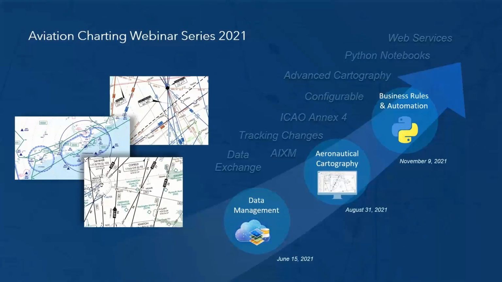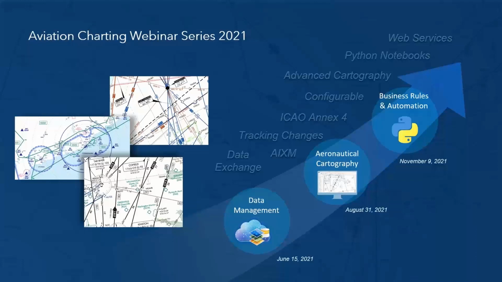So just as a recap, within our charting series, we first talked about data management. That was back in June. This was focused on setting up the aeronautical database. How do we import AXM data to initialize that database? And then how do we go through and review some of those changes that occurred as a result of some of the data updates or the AXM updates?